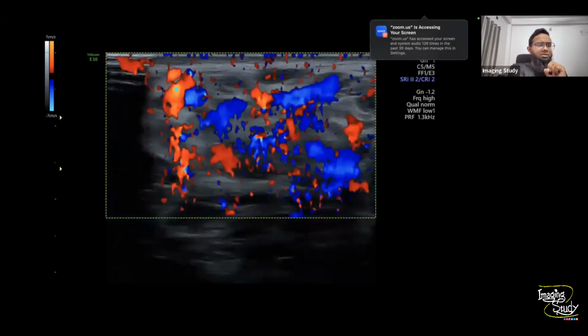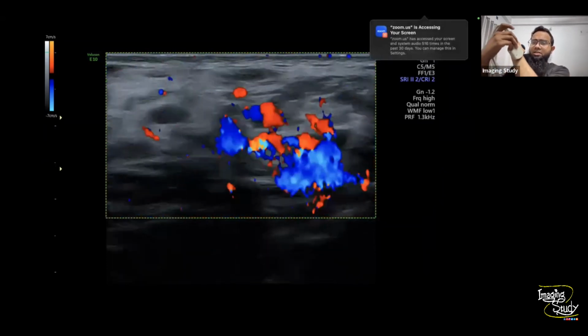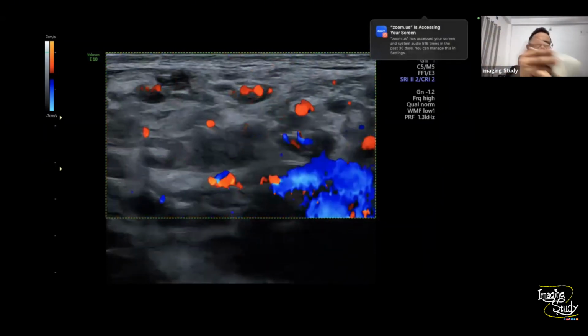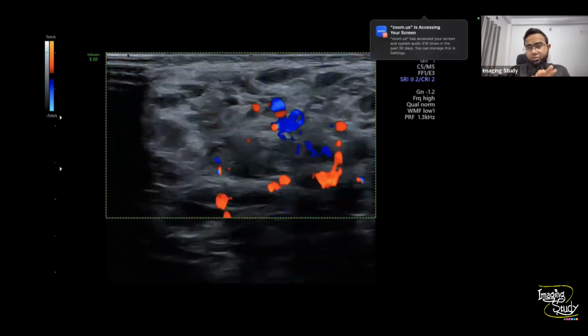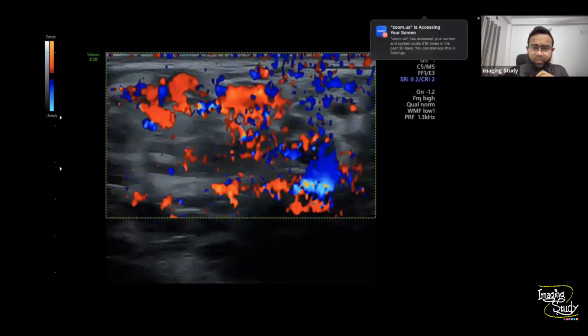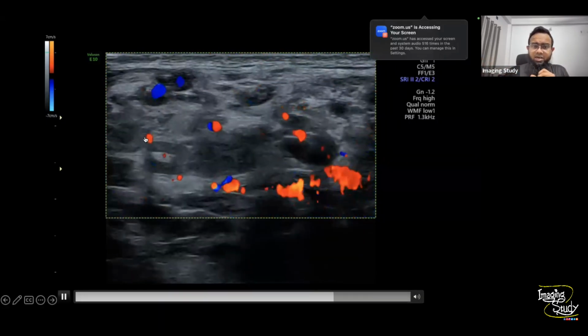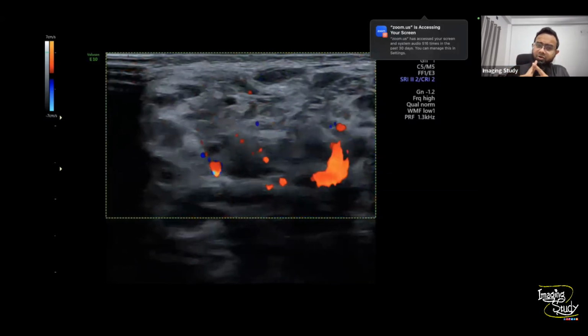This is the principle. I'm just putting the transducer here and pressing it up and down, and you can see the flow through the venous channels during the compression. So it indicates that these are predominantly venous channels, but you can still see prominent arterial flow also. So we have got arterial flow, we have got venous flow.